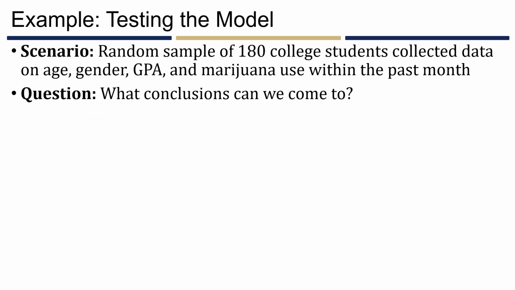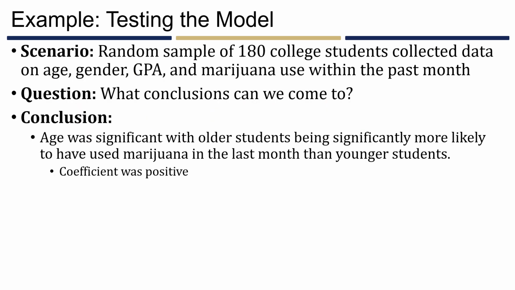So in the end, here are the conclusions that we can come to. We know that age is significant, and because the coefficient was positive, we're able to deduce that older students were significantly more likely to have used marijuana within the last month compared to younger students.